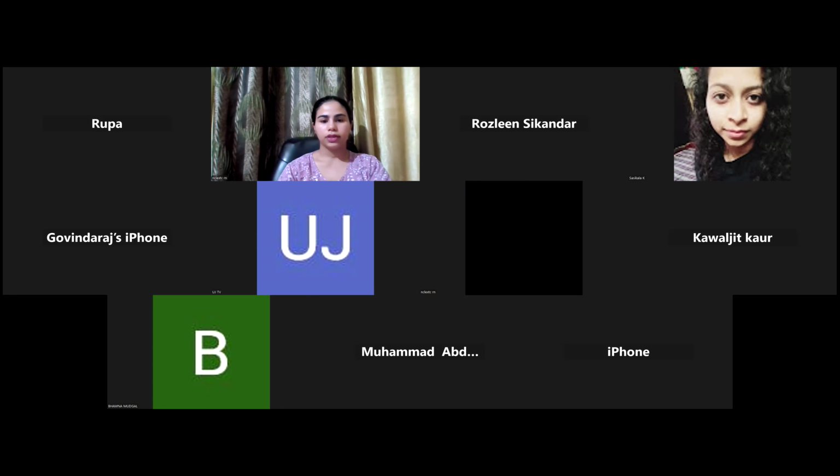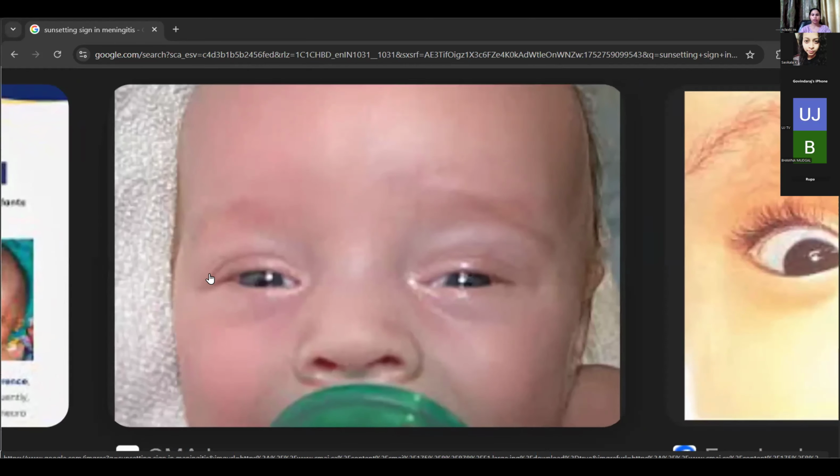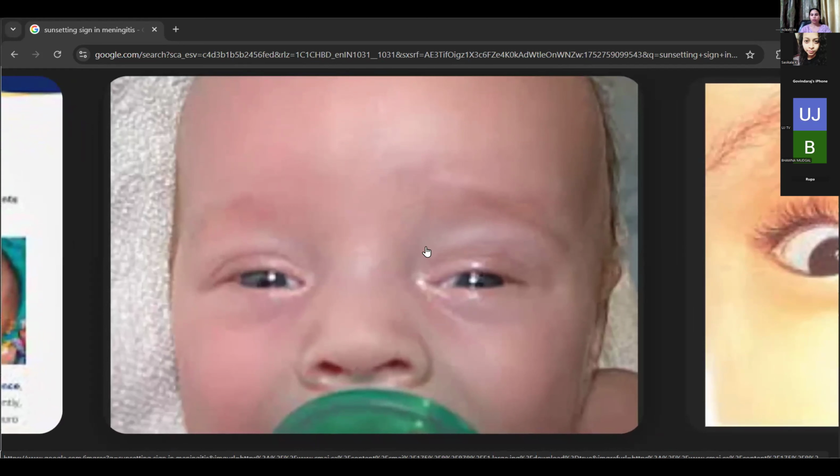So this is sun setting sign. You guys are able to have a view? Yes, ma'am. So this is known as sun setting sign. इसको हम कहते हैं sun setting sign. You need to keep this in mind. Okay?